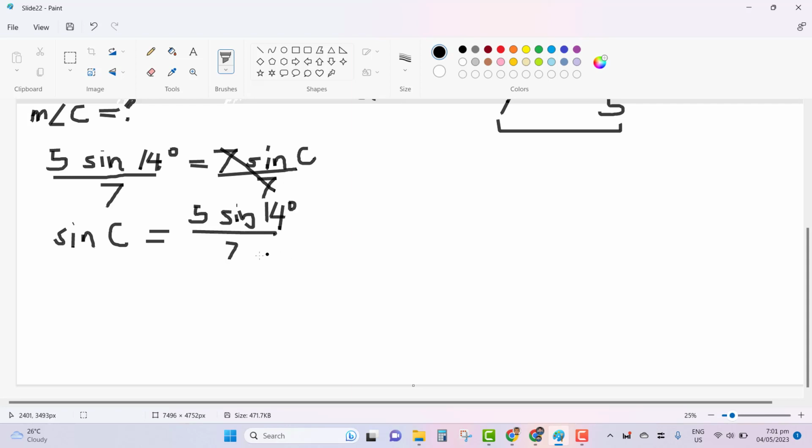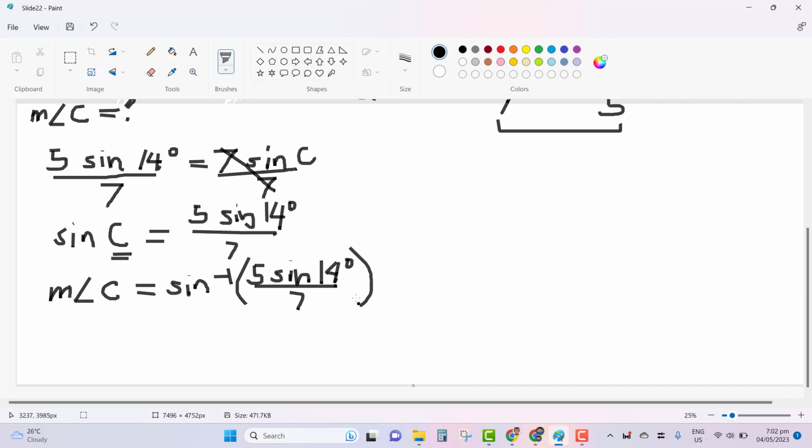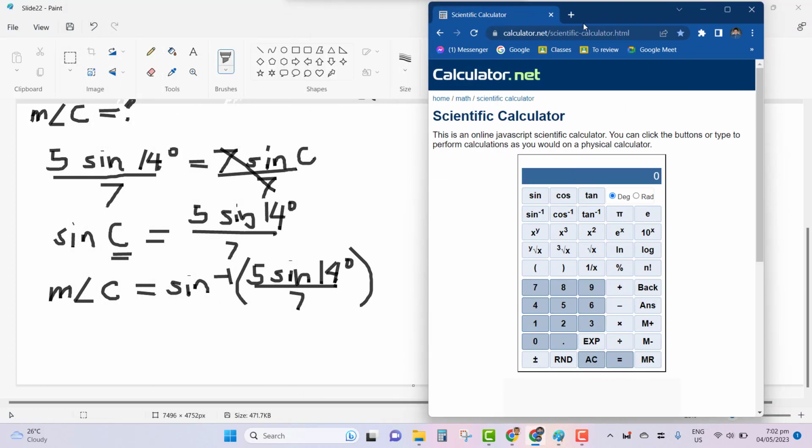But we are not solving for sine C, we're solving for angle C. To do this, the measurement of angle C will be computed as the inverse of this trigonometric function, arc sine of this entire expression, 5 sine 14 degrees over 7. Let's now use this calculator to solve for the measurement of angle C.